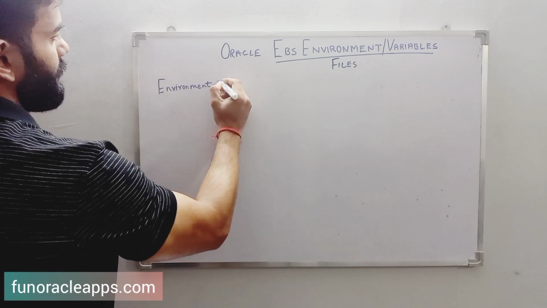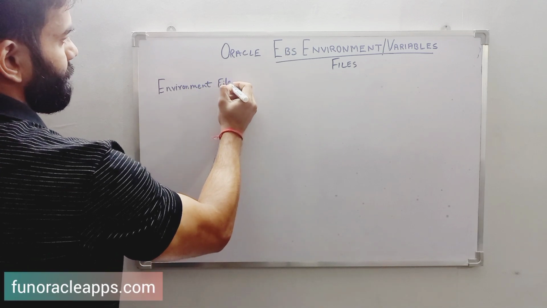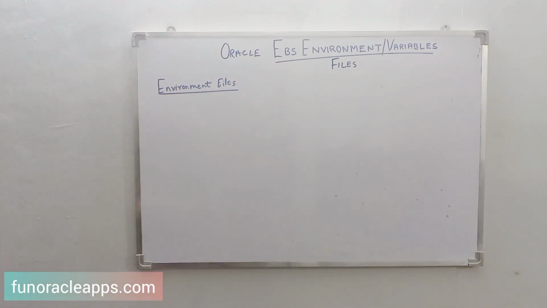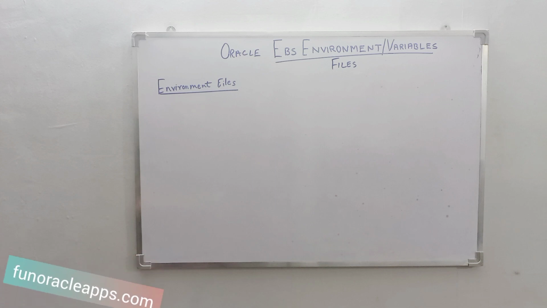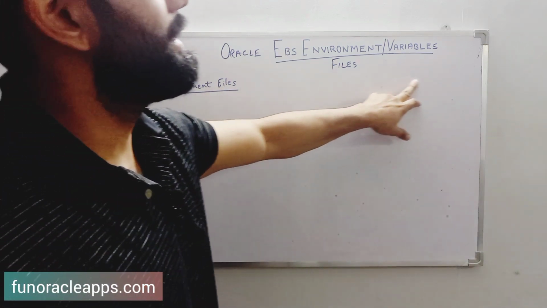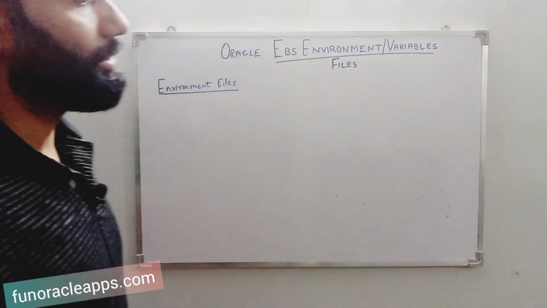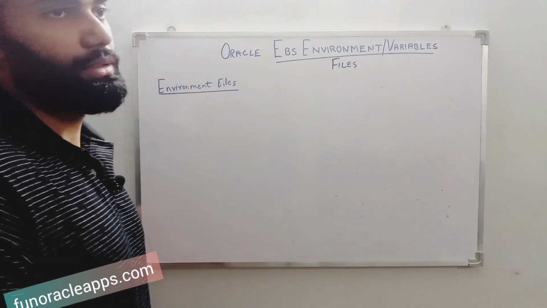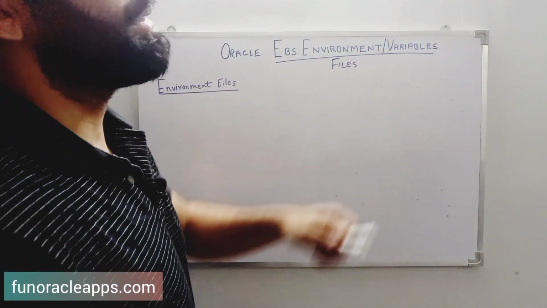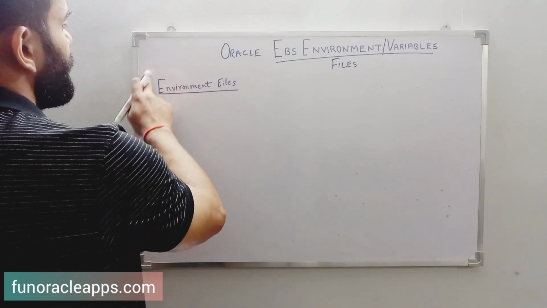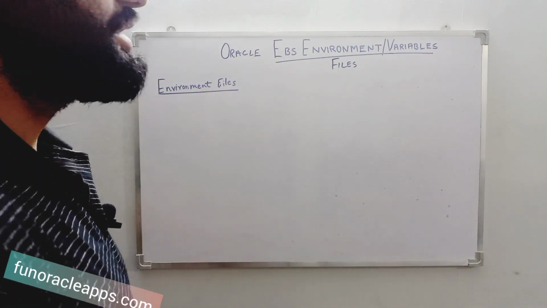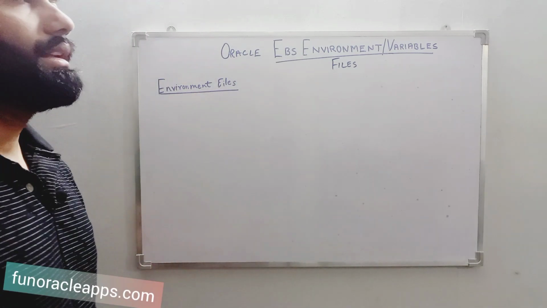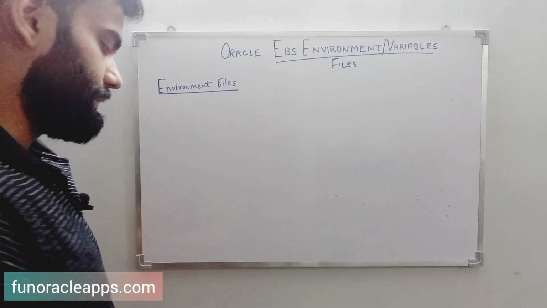We have environment files which are used to source the environment specific variables. These environment files are created or maintained during your rapid install. They get created, or if you are running autoconfig, they might be recreated based on any changes. So whenever you are doing any autoconfig or any changes, you need to make sure that the environment variables are newly sourced from the environment files.